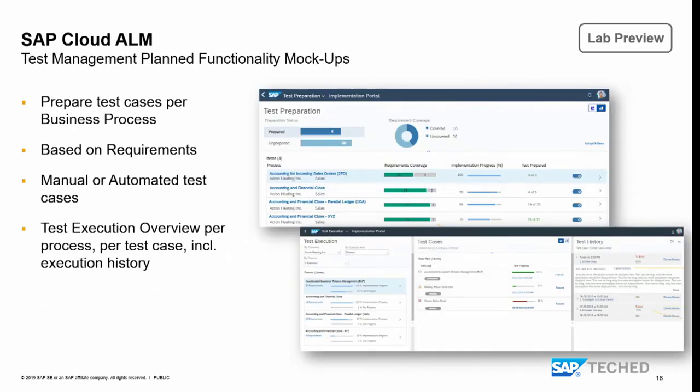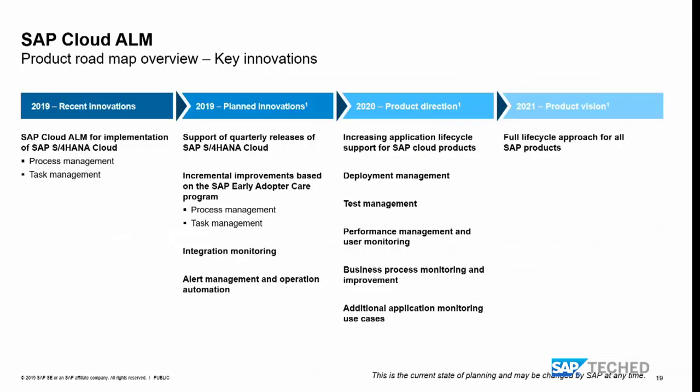And for example, in the test management area, we foresee test case preparation based on the processes that you put into scope for your project, and also that you can prepare test cases based on the requirements that were collected, so that they can be reused for test case creation, for manual and for automated test cases. And for sure, we also want to provide an overview of the test case execution status per process, per test case, including a history.